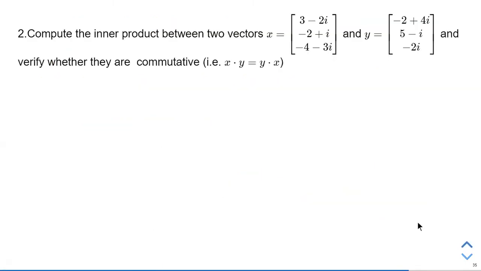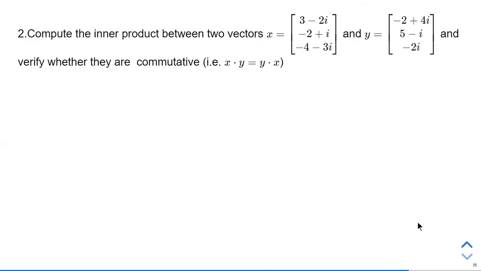Okay, now let us keep aside all these things and let us solve some problems from the week 5 contents. The first problem, and one of the important problems, is computing the dot product or the inner product between two complex vectors. So here are two vectors x and y. You can read the elements in x and y.